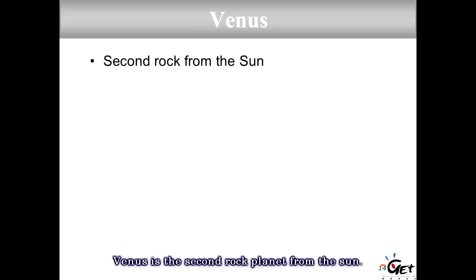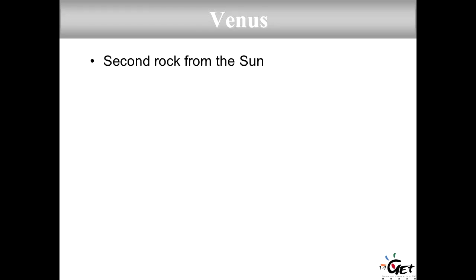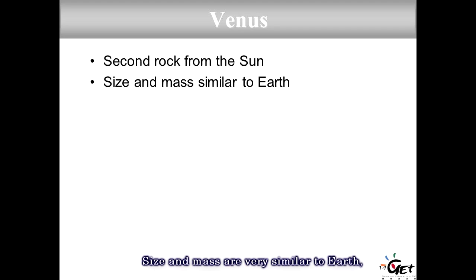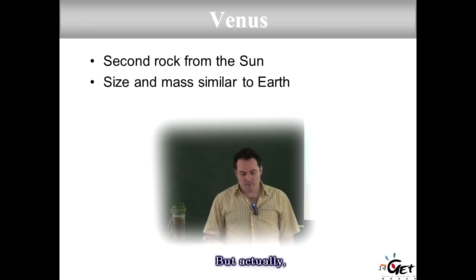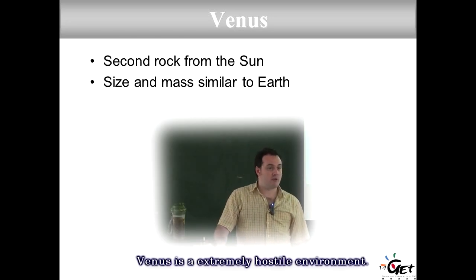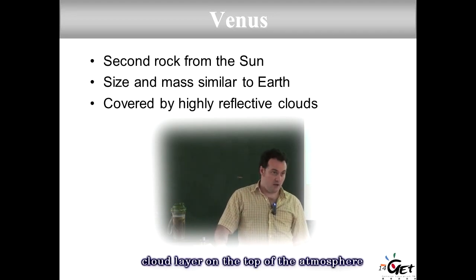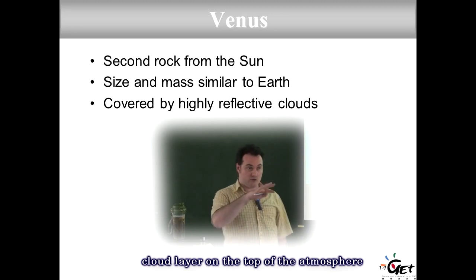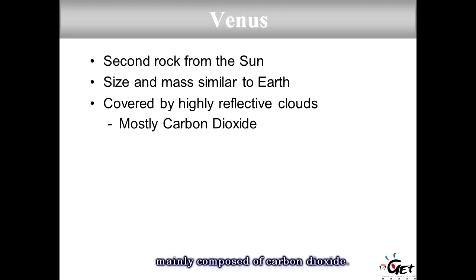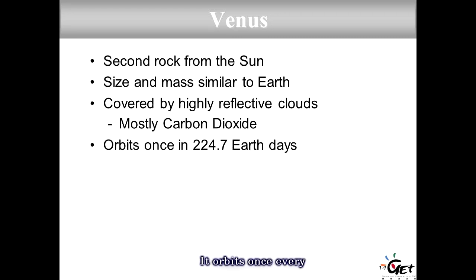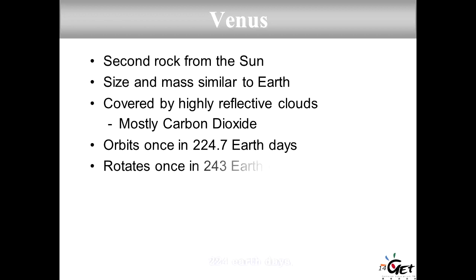Venus is the second rocky planet from the Sun. Size and mass are very similar to Earth, so for a very long time we considered it a twin sister, but actually Venus is an extremely hostile environment. It has a very, very thick cloud layer on the top of the atmosphere, mainly composed of carbon dioxide. It orbits once every 224 Earth days and rotates on its axis, but in the opposite direction, in 243 Earth days.